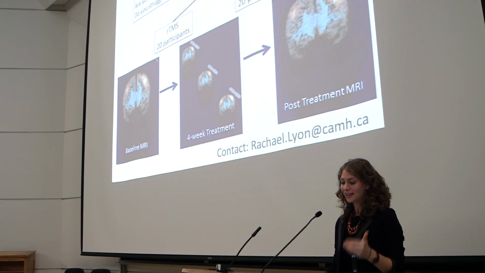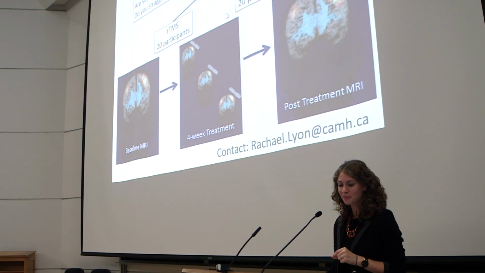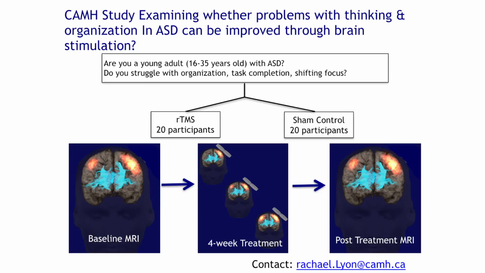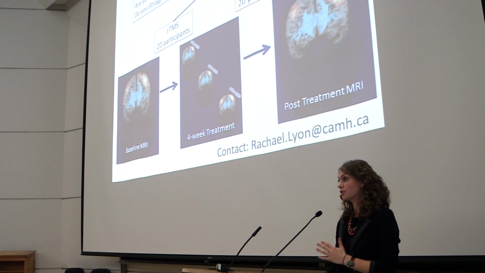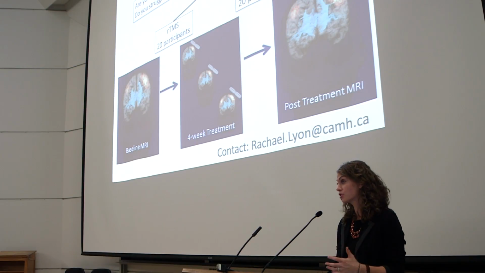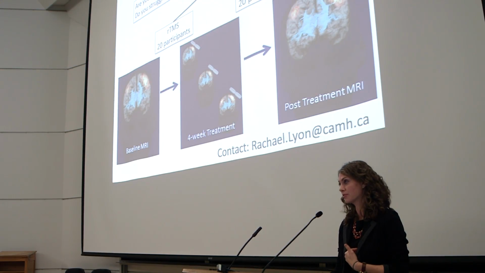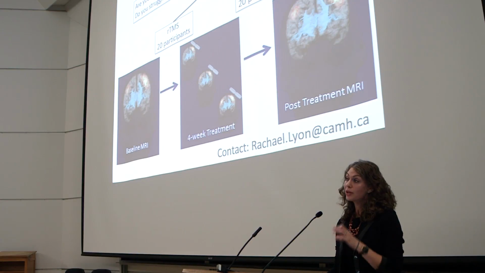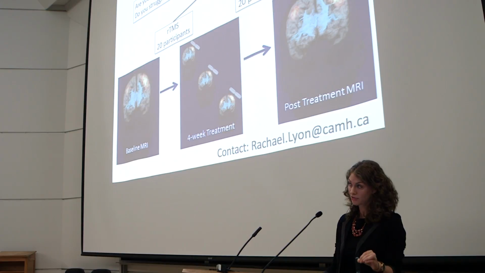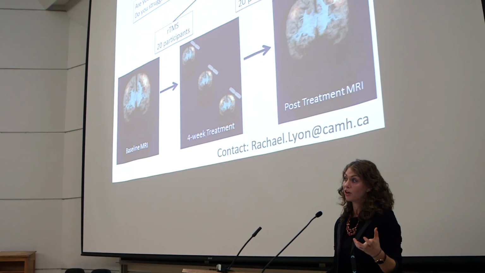So just to give you a little plug for a study that we're doing now at CAMH, we know that kids with autism, young people and adults, have difficulties with executive functioning. So executive functioning are problems with organization, task initiation, task completion. And in that transition to adulthood, when you have to become independent, executive functioning is really critical for all of us in terms of how well we do in life. And so we actually know what the brain circuit is that's involved in executive functioning. And we can go after that circuit with something called brain stimulation.